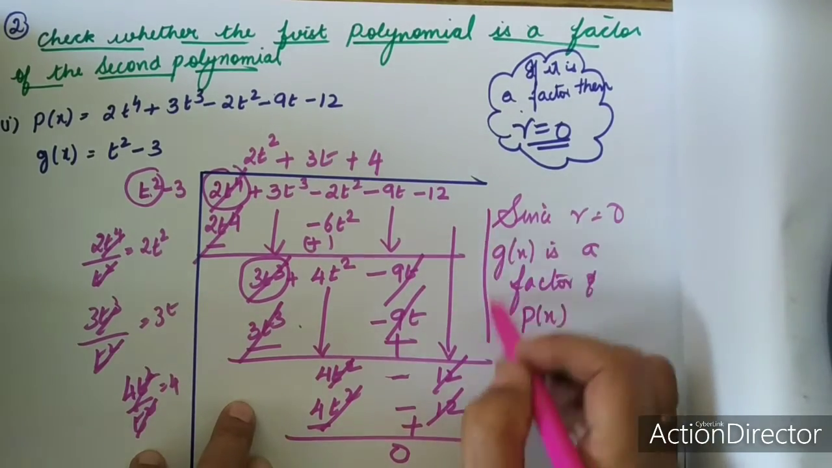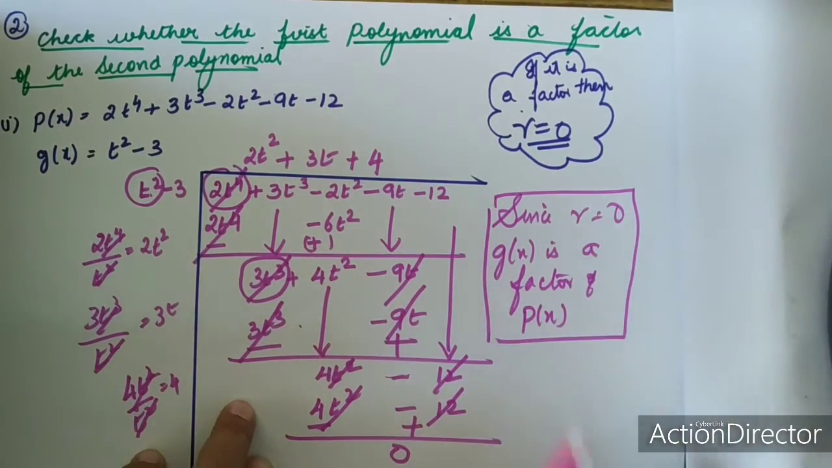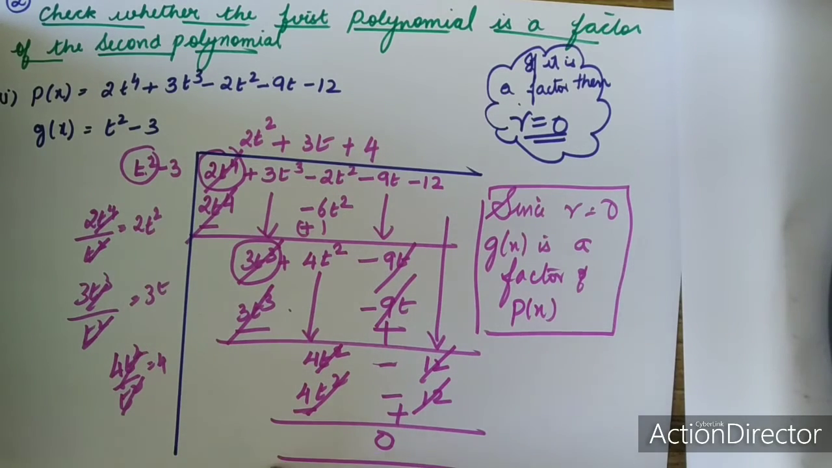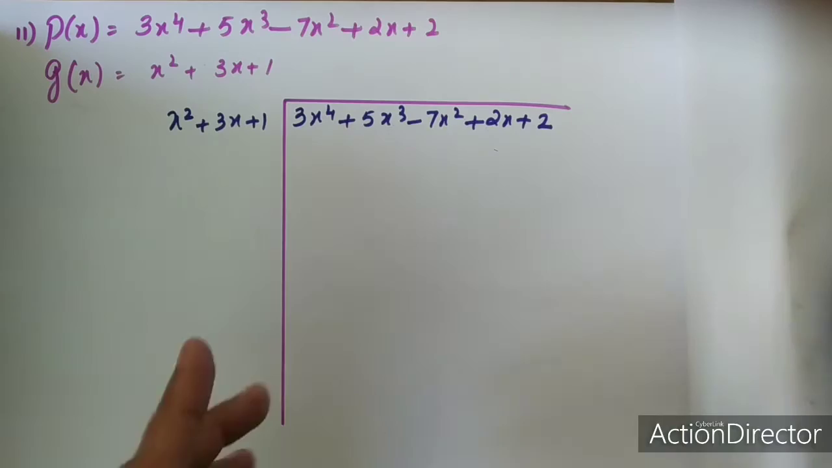Have you understood? So you should get the remainder as 0. If you are getting the remainder as 0, then it is a factor. If you are not getting the remainder as 0, then it is not a factor. So let us move on to the next sum.